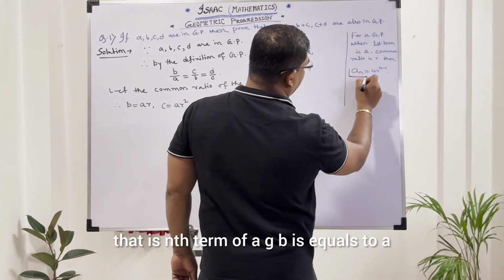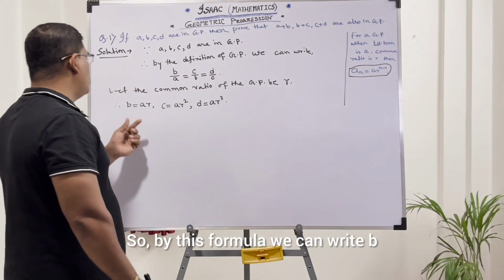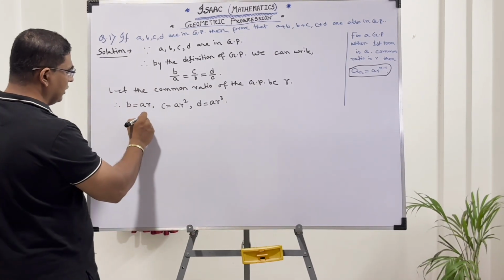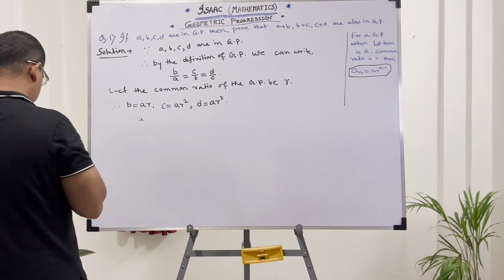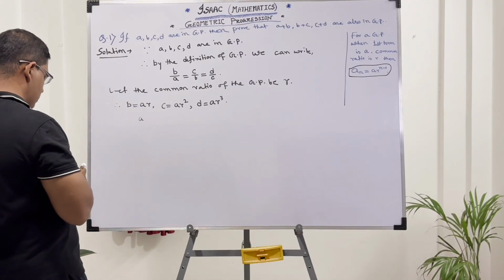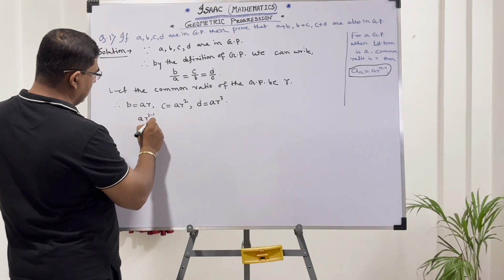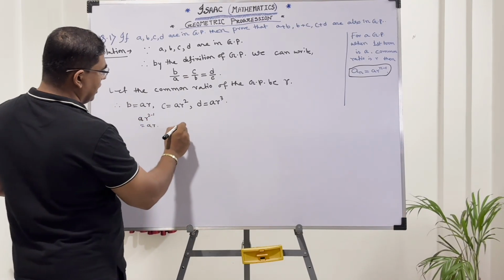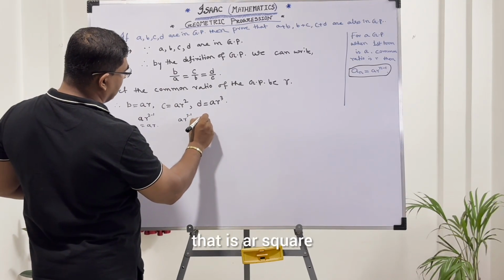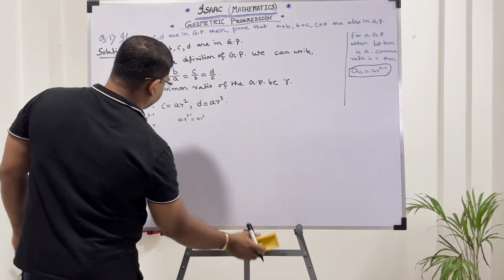The nth term of a GP is equal to A into R to the power of n minus 1. So by this formula we can write B, that is the second term, is equal to A into R to the power of 2 minus 1, that is AR. Third term C, A into R to the power of 3 minus 1, that is AR square. Similarly, A into R to the power of 4 minus 1, that is AR cube.